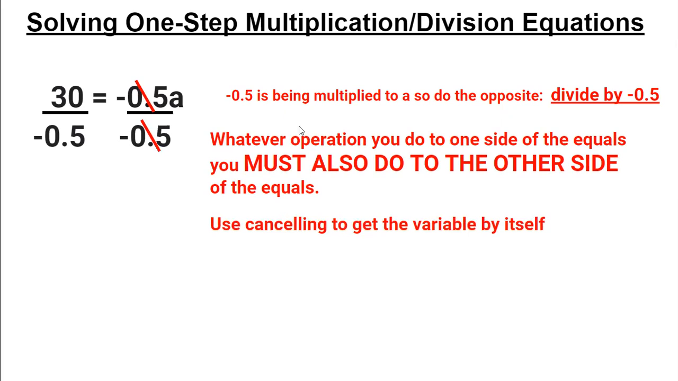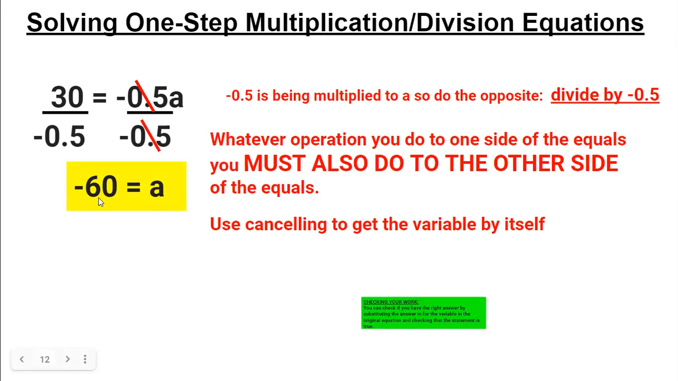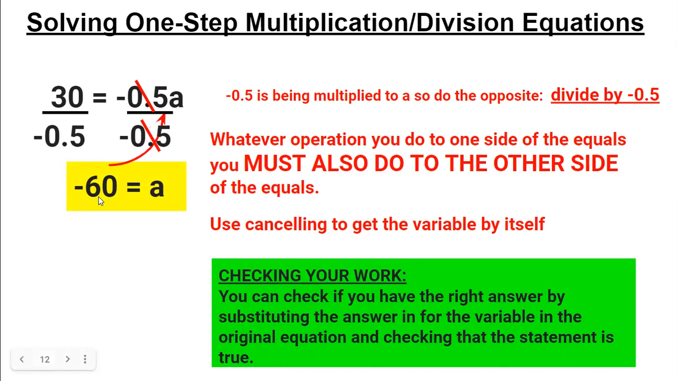Those will cancel, leaving you with just a equals 30 divided by negative 0.5, which is negative 60. To check it, you plug negative 60 in for a and multiply by negative 0.5, and you will get 30. It's true.